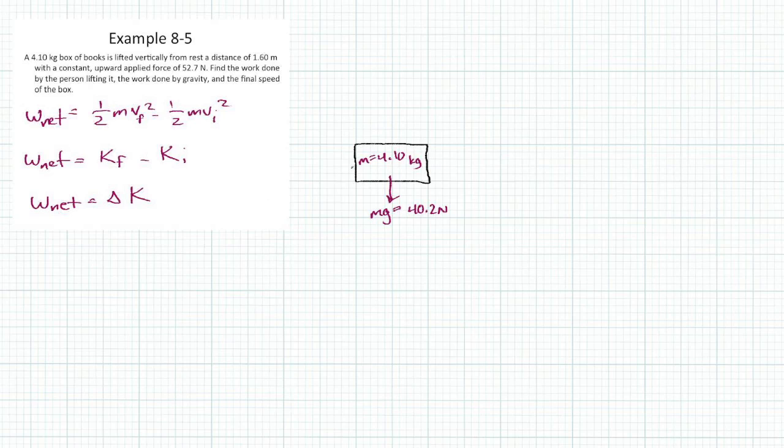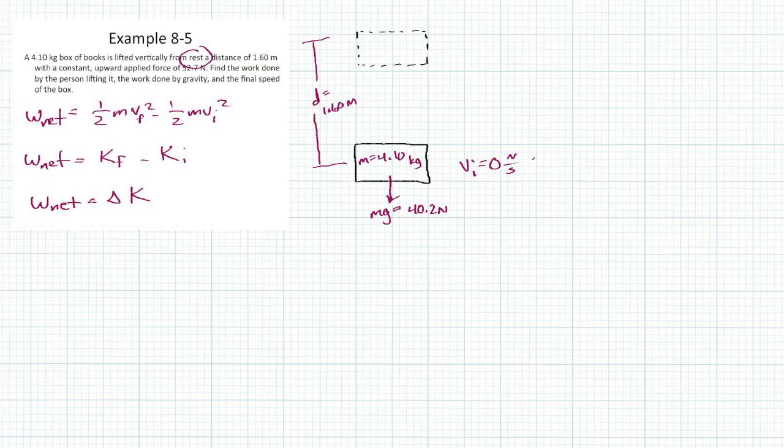Well, it's lifted through some distance, that d right here. So it's lifted up to some height. I'll draw this as a dotted line right here. That's the height it's lifted to, and that height is 1.60 meters. It's lifted vertically from rest. This is important: from rest. What does that mean? That means the initial velocity, v i, equals 0 meters per second.